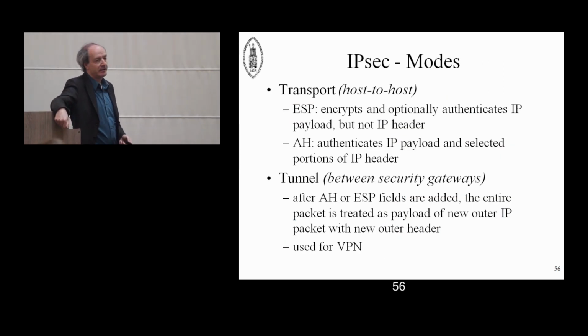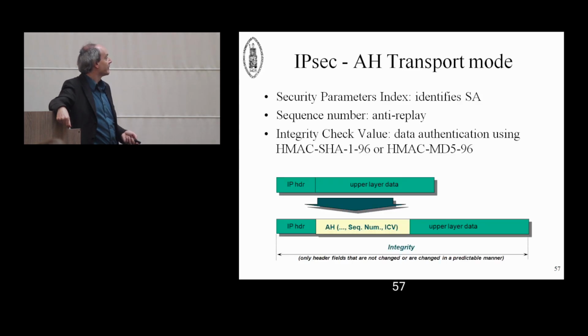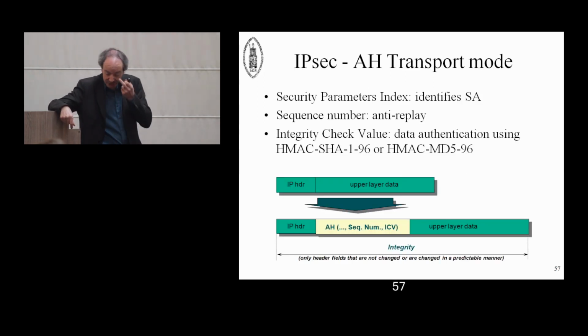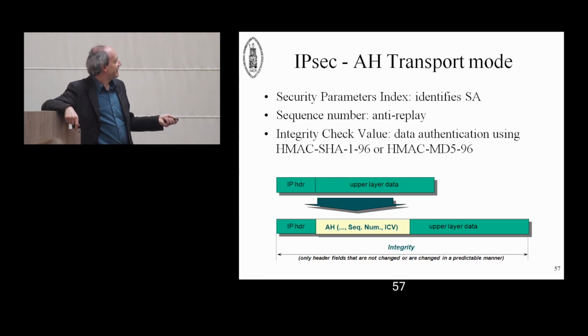So you can use both the AH mode and the ESP mode in 2 variants, or the AH transform and ESP transform, I should call it, in 2 modes: transport mode and tunnel mode. So transport mode is host to host, tunnel mode is between gateways. Okay, so let me explain it in more detail. This is transport mode of AH. So in transport mode, you insert a header which has a MAC.